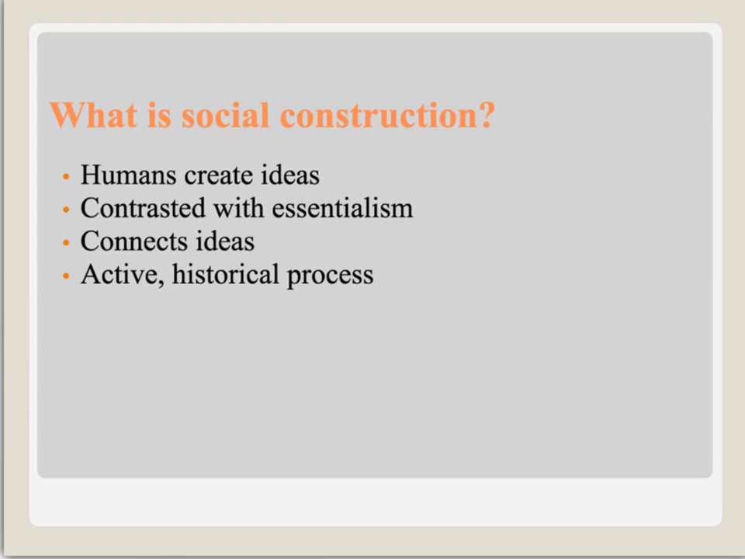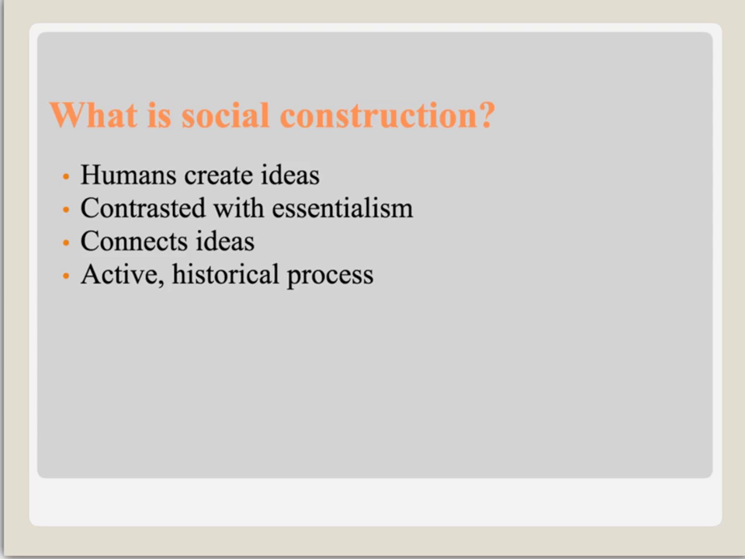Social construction is the idea that we, as humans, collectively create powerful concepts and ideas that then have a significant effect on our lives. Social construction is in contrast to essentialism, which understands these ideas as existing somehow outside of humans. We socially construct ideas as connected. We expect particular characteristics to be consistently related to each other.